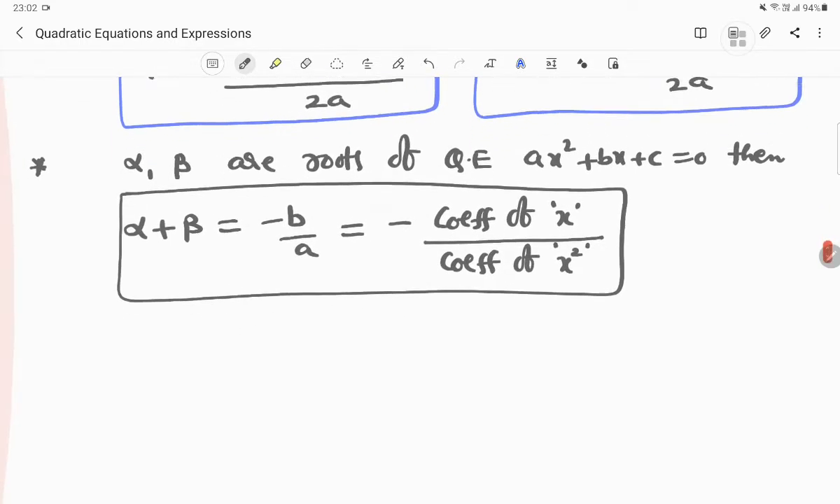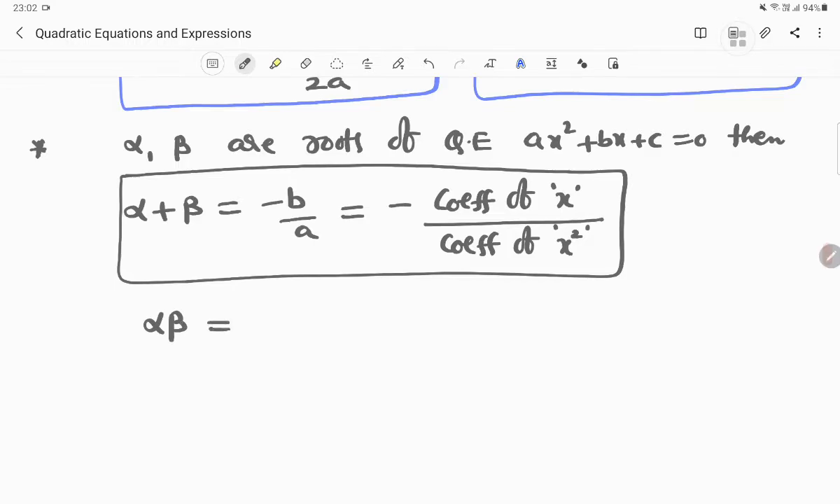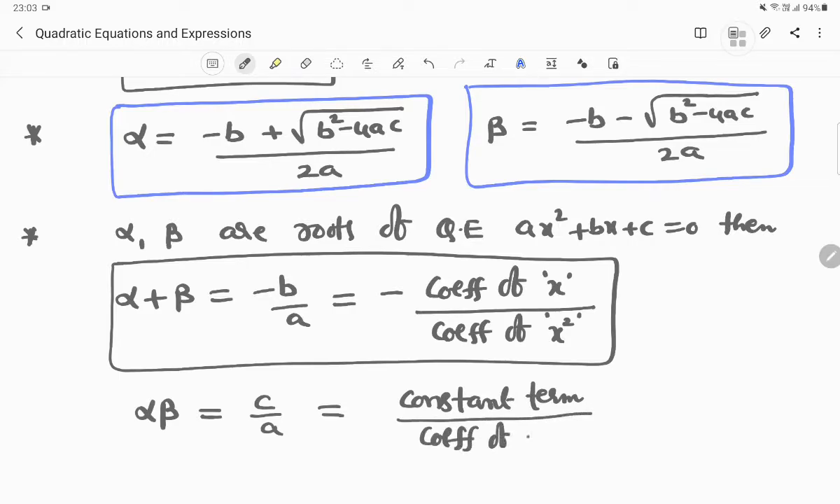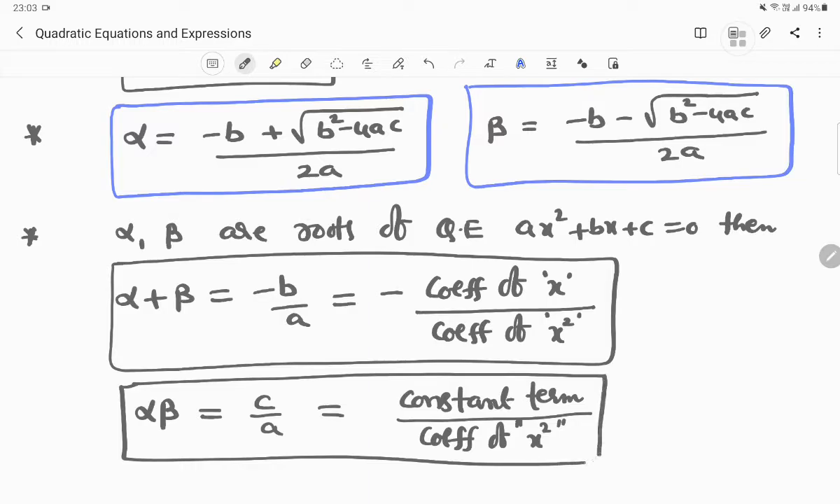Similarly, the product of the roots: if you multiply these two, alpha into beta, whatever I kept in the boxes, a plus b into a minus b, a square minus b square, and then simplify, you will get at last c by a. So c by a can be defined as: c means constant term, divided by the coefficient of x square. This is about alpha into beta, the product of the roots, and the sum of the roots.